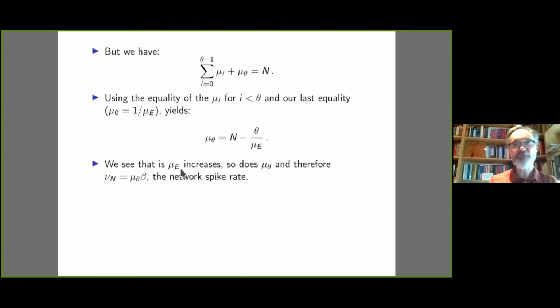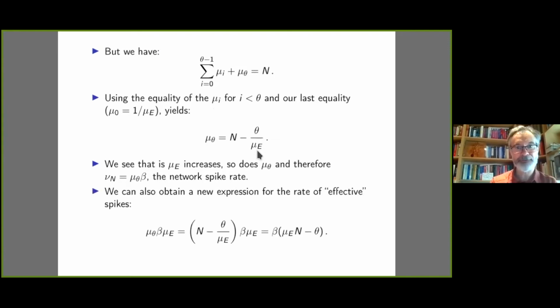So we see that if mu e increases, then mu theta increases also. And if mu theta increases, nu n increases. So an increase in mu e will lead to an increase in the network spiking rate. We can also obtain an expression for the effective spiking rate, which is given here: beta mu e times n minus theta.